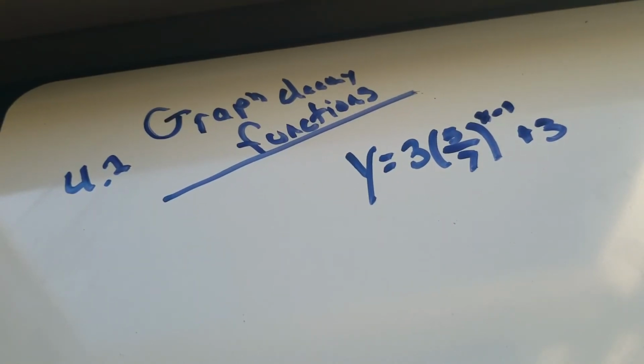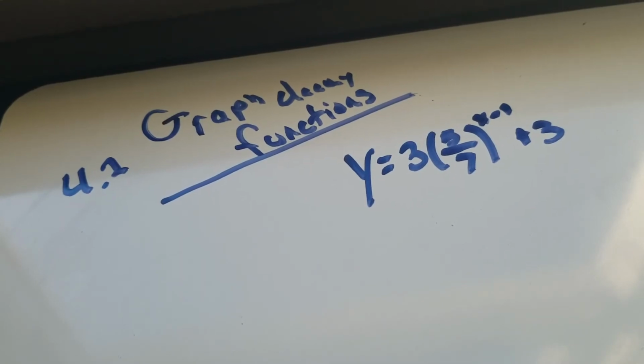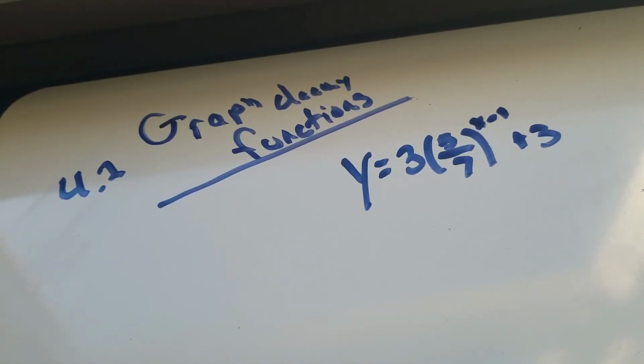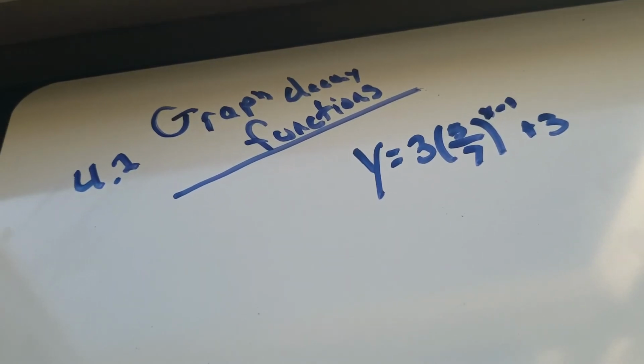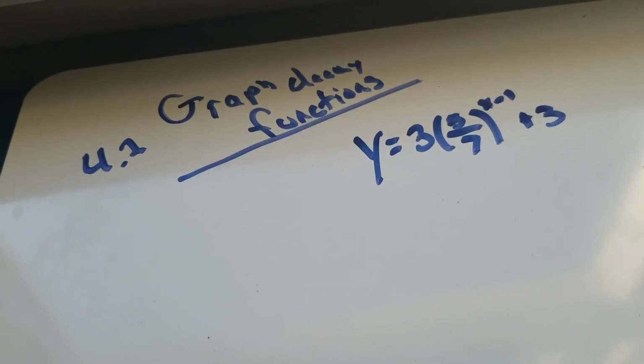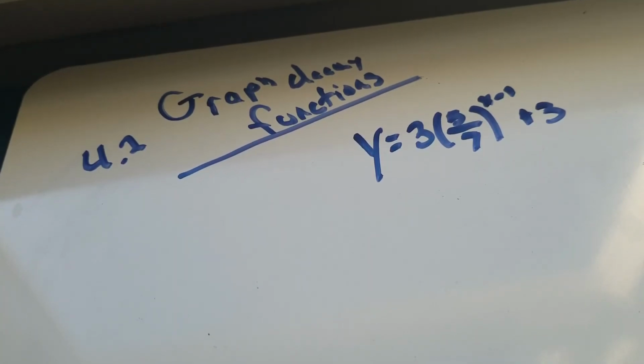All right, it is 3 times 5 over 7 to the power of x minus 1 plus 3. Now, I would say this would be the hardest type of question I would expect you to do, but I don't think it's hard itself. It's more the most complicated question you're going to do. Not the hardest, but the more complicated question. So let's take care of this. So y equals 3 times 5 over 7 to the x minus 1 plus 3.